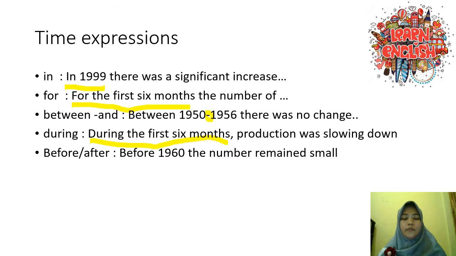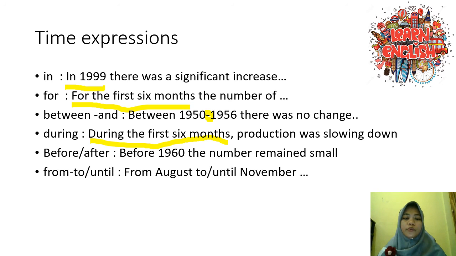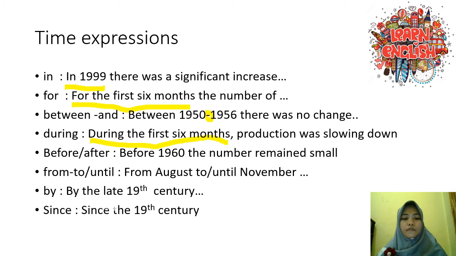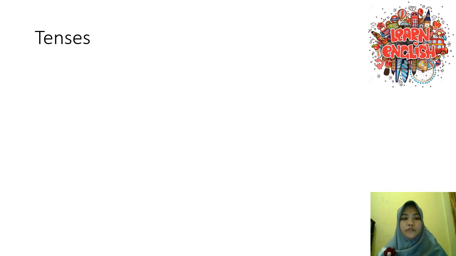And then before 1960 or after 1960. You can also use from, to, until, or simply you can use a dash, yeah. Or August to November, or August until November. Then by, you can also use by the late 19th century, since the 19th century, and the others. So these are the time expressions that you can use.